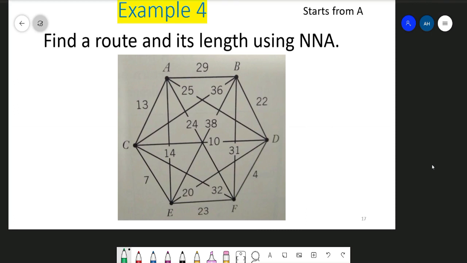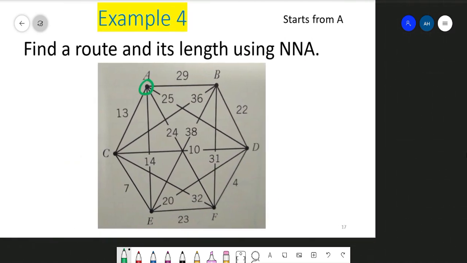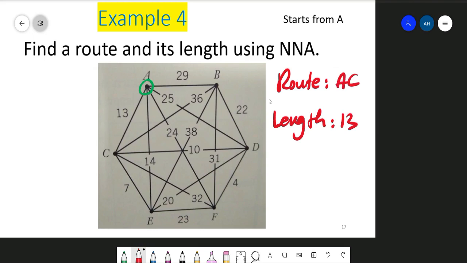All right, in this graph, by using nearest neighbor algorithm, we still want to start from point A. This is our starting point. Okay, so let's write down the route and also the total length. So we have 29, we have 25, we have 24, we have 13. Of course, the smallest one will be 13. That is from A to C. From A, go to C first. So we go from A to C this way. All right, this is route number 1.